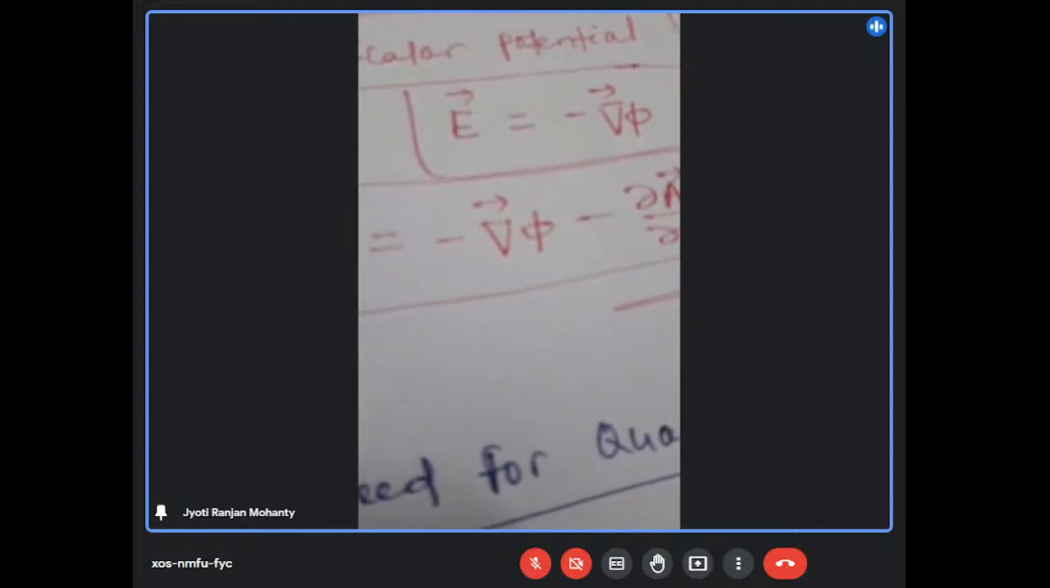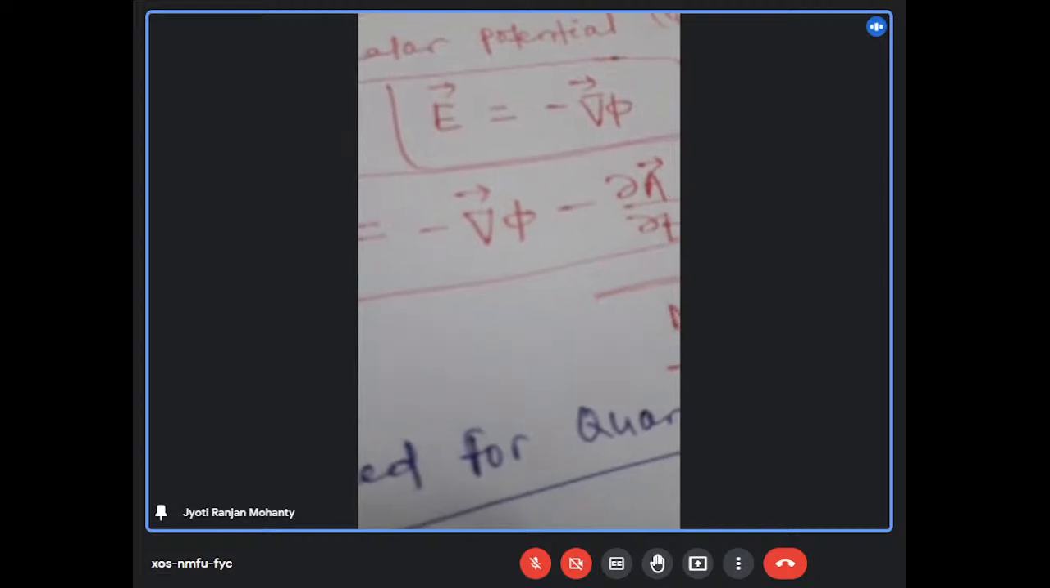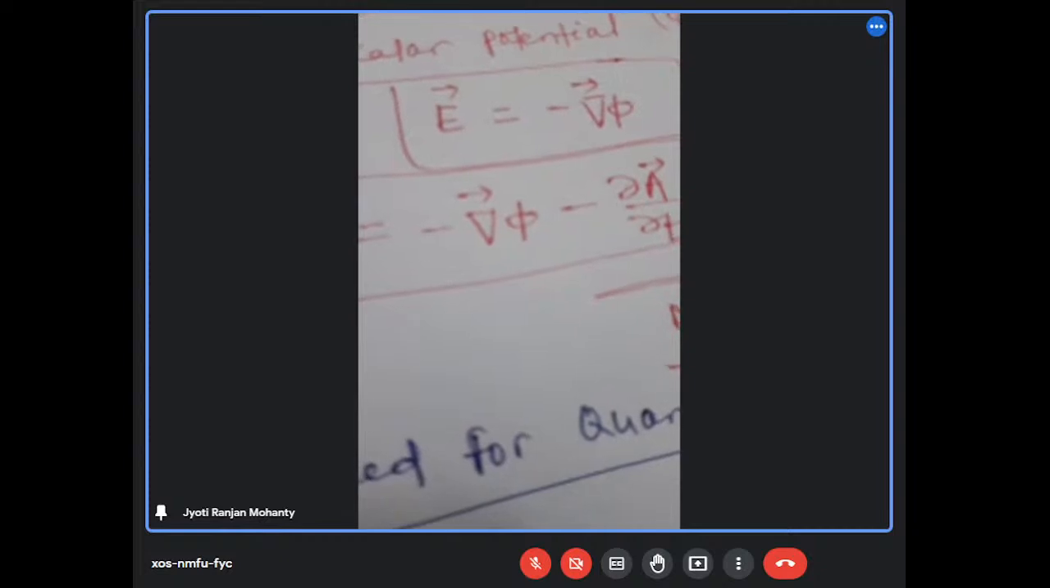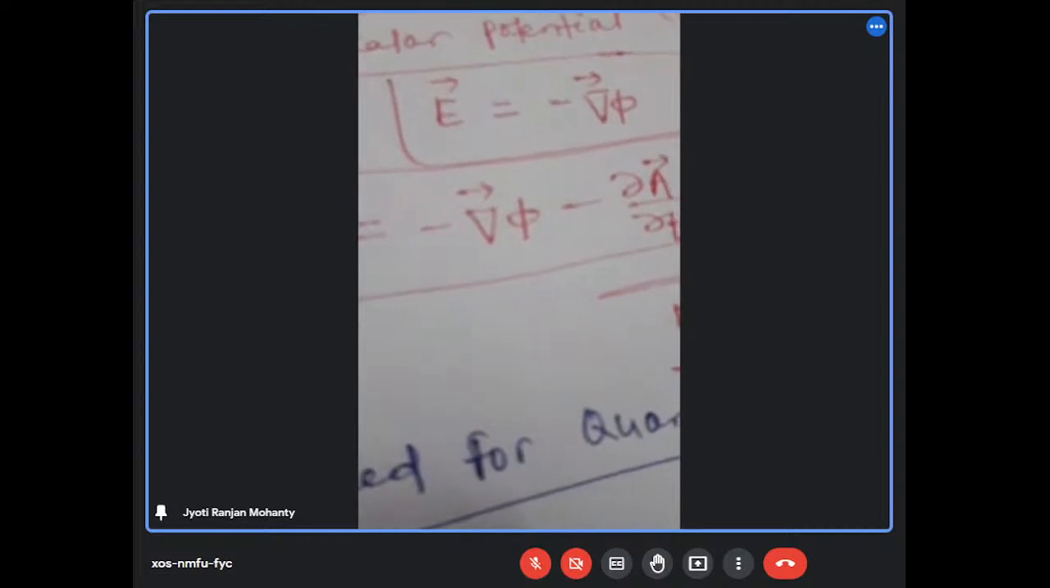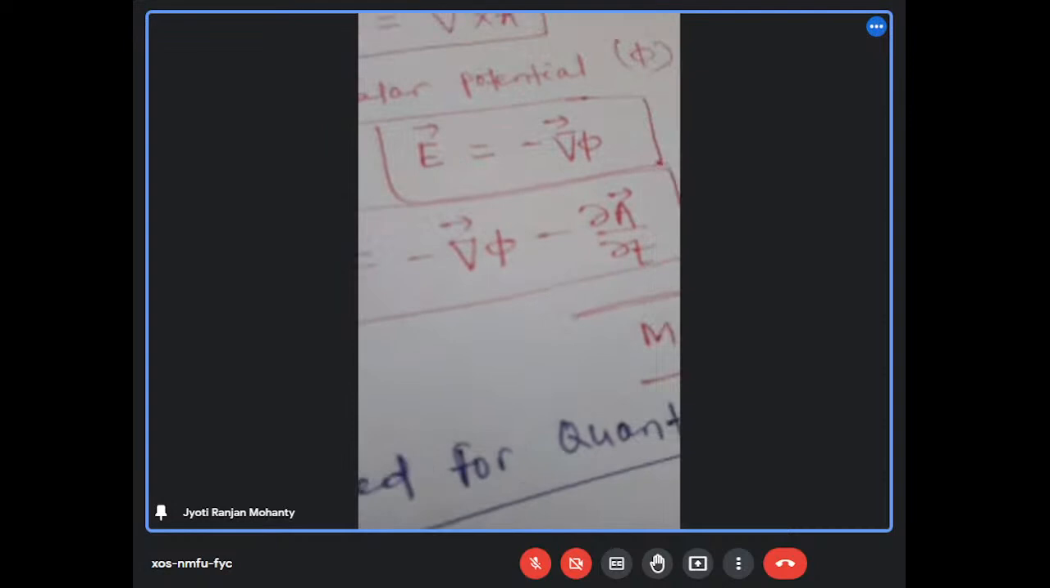So in order to explain the new phenomena, the concepts of classical physics were modified in favor of new revolutionary concepts. This new revolutionary concept gave birth to a new physics which is known as quantum physics. Okay, understood? Yes, sir.